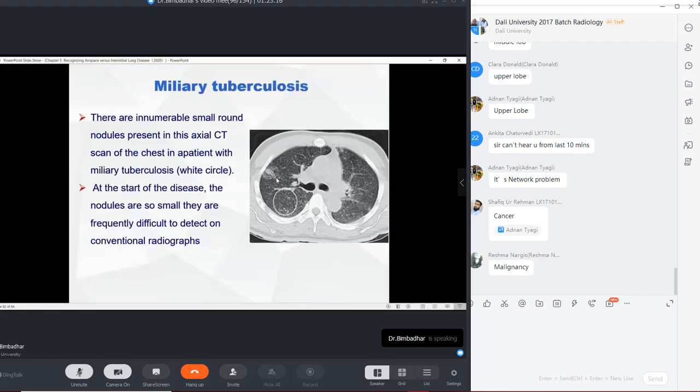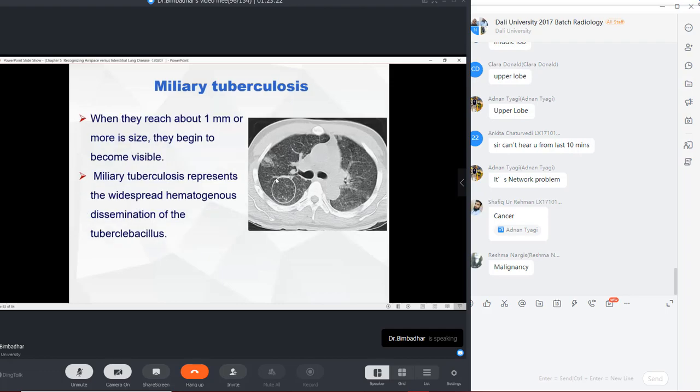Do not ever forget the radiographic appearance of miliary tuberculosis because it can be asked as an image-based question, right? See, less than 1 mm, generally they won't be visible. If it is greater than 1 mm, yes, they are visible. And the reason for this, like I said before, is that it is always happening because of hematogenous dissemination of the tuberculous bacilli.